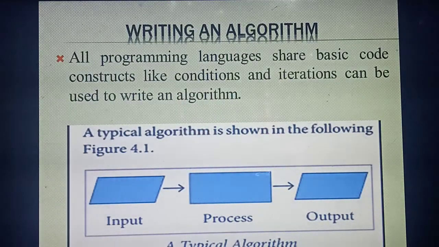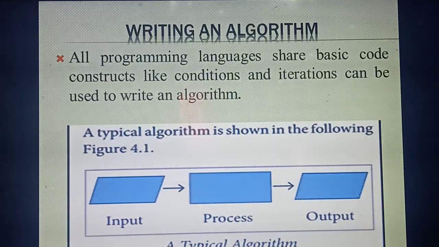So the first heading is writing an algorithm. How do you need to write an algorithm? Each and everything will have some steps. Every programming language will have some code structure. For example, in C++ programming, you need to write the header file first, then the inputs, then the function, the main function, and so on. Likewise, each and every programming language will have some structure or basic code construct.